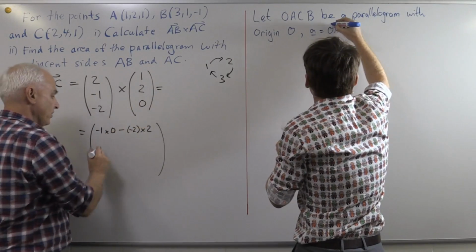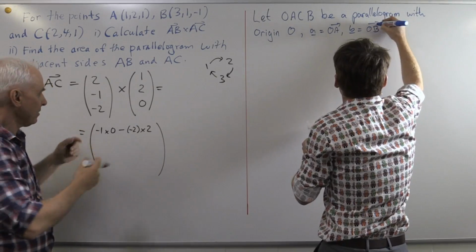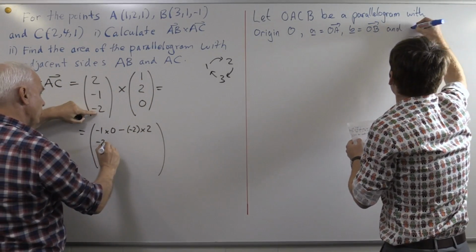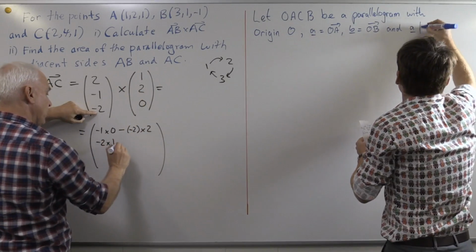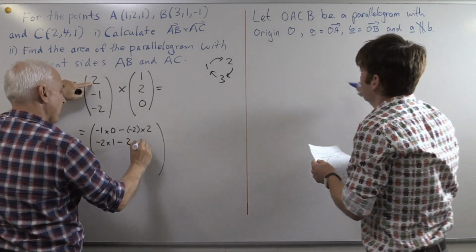Now for the second entry, I'm going to be taking the third and the first entries of these two. So I'm going to take the third entry, which is -2, multiplied by the first entry, and subtract the first entry times the third entry.